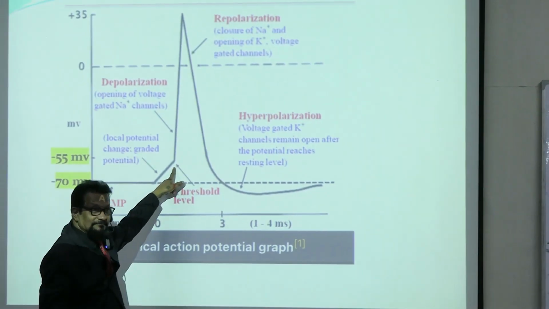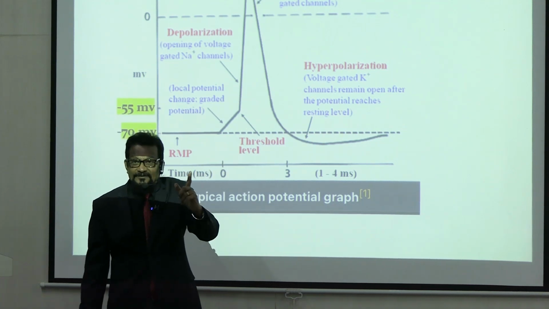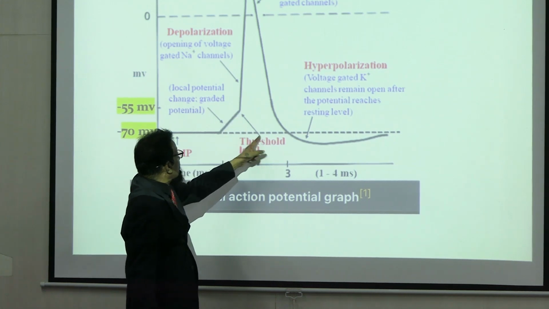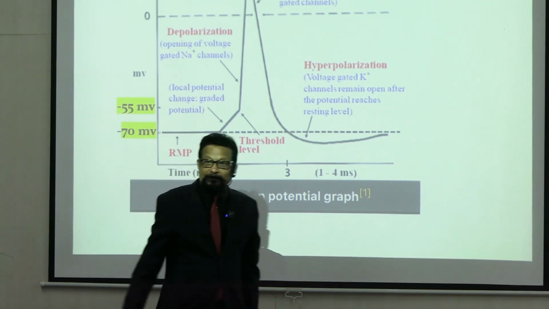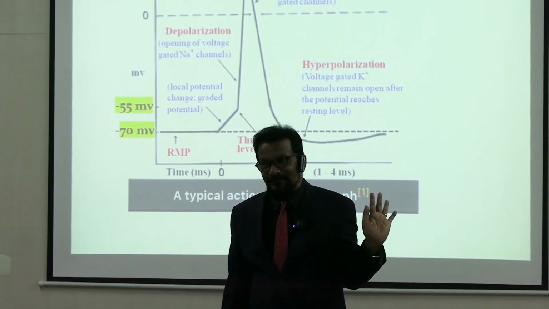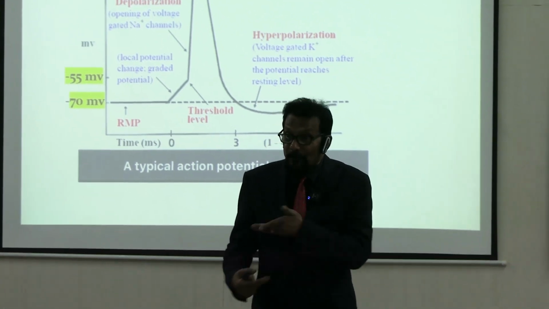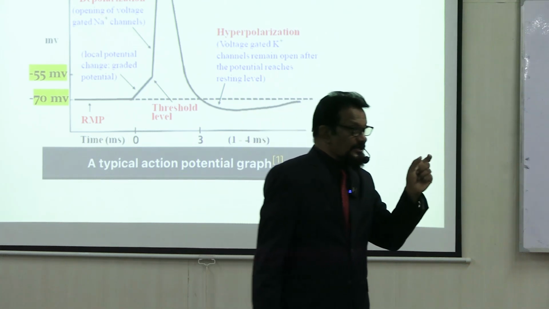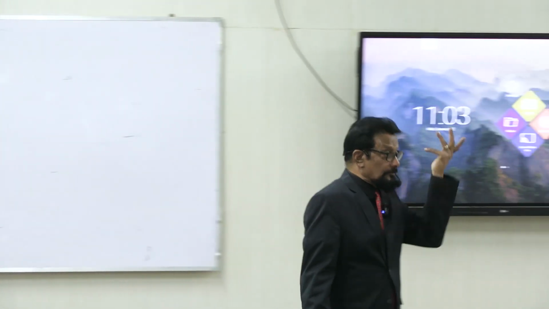Started opening here. But the amount of potassium coming out is very less. When this much time has gone, only then the potassium channel opened up. So by this time the sodium channel closed. Now what will happen? From inside, potassium will be going out. Inside, the concentration of potassium is more. Now potassium ions will be going out.